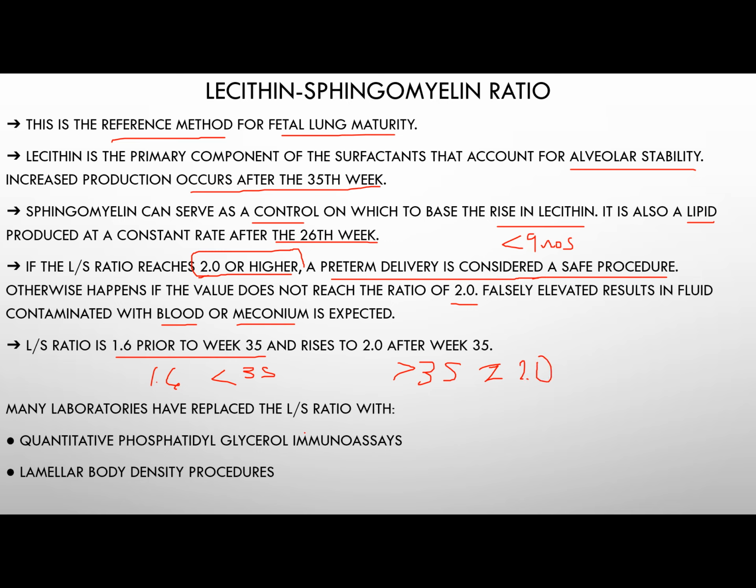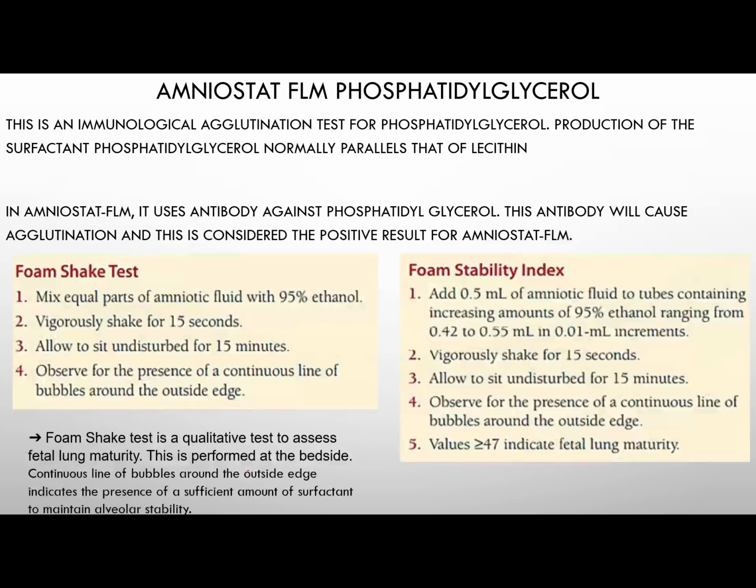Many laboratories have replaced the LS ratio with quantitative phosphatidylglycerol immunoassay and lamellar body density procedures. Now let's go to the second test, the amniostat FLM phosphatidylglycerol. This is an immunological agglutination test for phosphatidylglycerol. Production of the surfactant phosphatidylglycerol normally parallels that of lecithin, so they are produced at the same time and in the same amount. In amniostat FLM, it uses an antibody against phosphatidylglycerol. This antibody will cause agglutination, and this is considered the positive result for amniostat FLM.